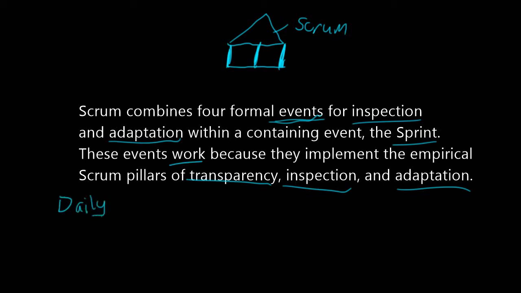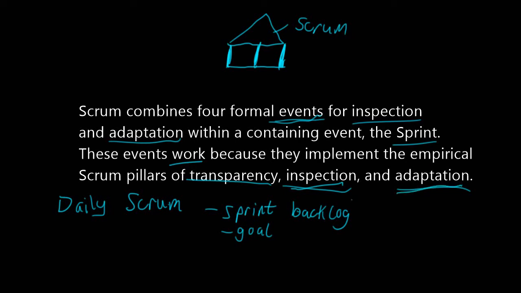Let's look at the daily Scrum. What is transparent in the daily Scrum? Well, what's transparent is the sprint backlog. It is an updated visualization of the current status of their work, and with that is also the sprint goal. That's transparent. That should be visualized and on the board so that the team can inspect their progress toward the sprint goal and then adapt for the next 24 hours how to best make progress toward the sprint goal.